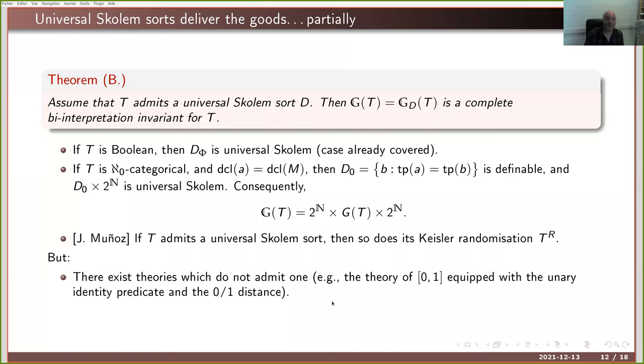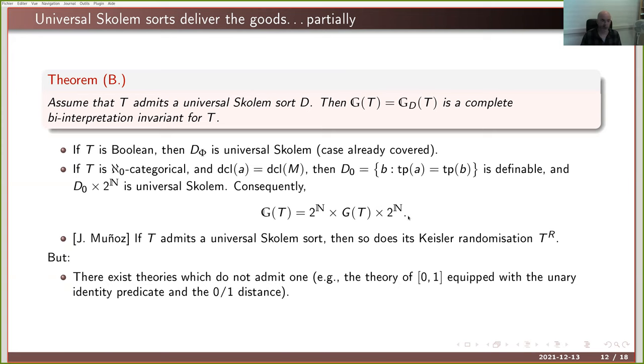Now, if T is aleph zero categorical, then also a universal Skolem sort exists. It's actually a very simple construction. I take a model, I take its complete type. So basically I take all copies of the model. So it's a type-definable set, but we are aleph zero categorical, and type-definable equals definable by Ryll-Nardzewski. So it's a definable set. I multiply it with the Cantor space. That's still a definable set, and this is a universal Skolem sort. And of course the type space here is just the Cantor set, because everybody in D0 has the same type. Actually, I'm going to go back to these details in a second, so maybe it's a bit too early, but I cover Boolean theories.